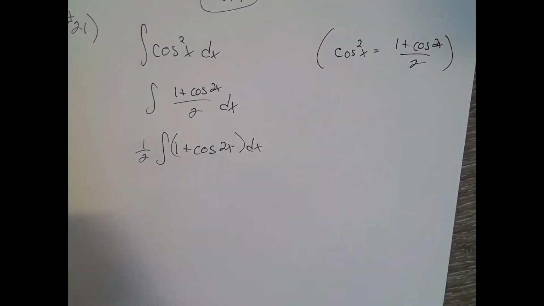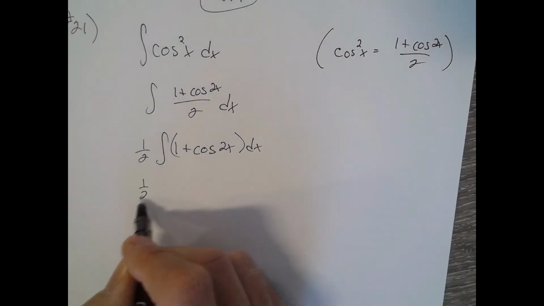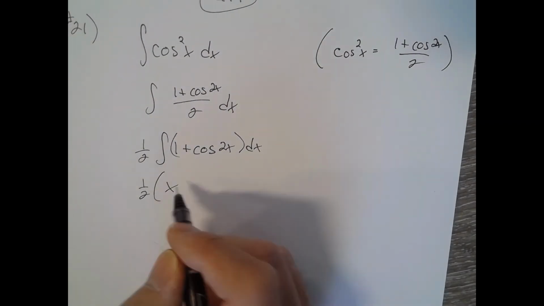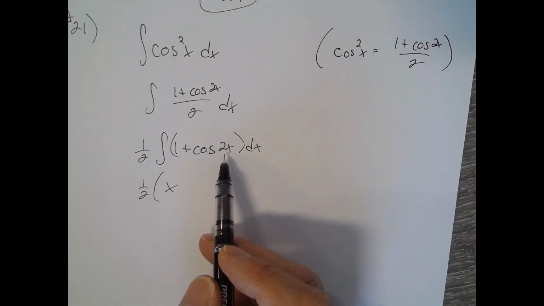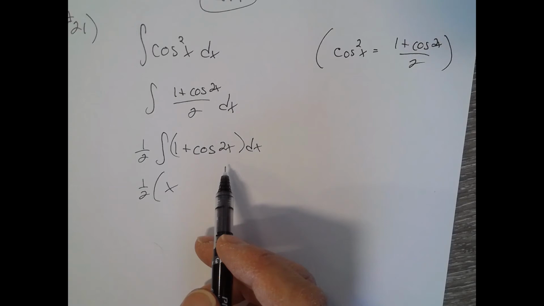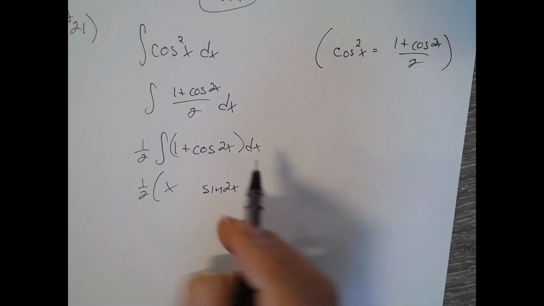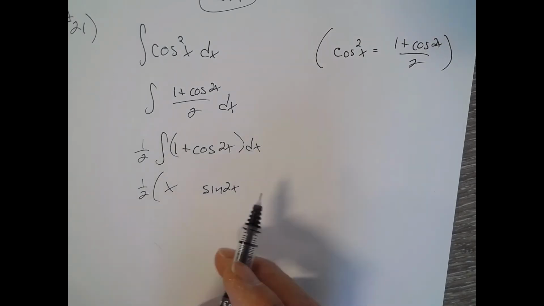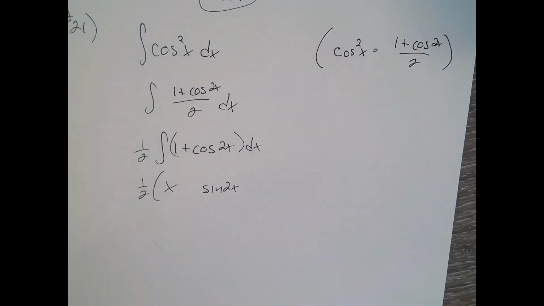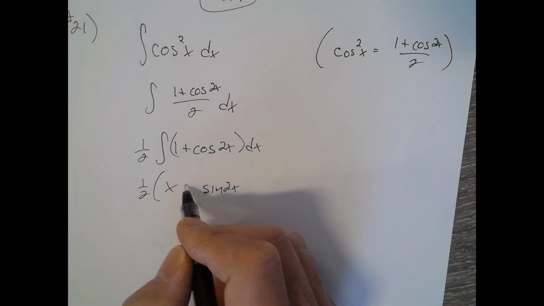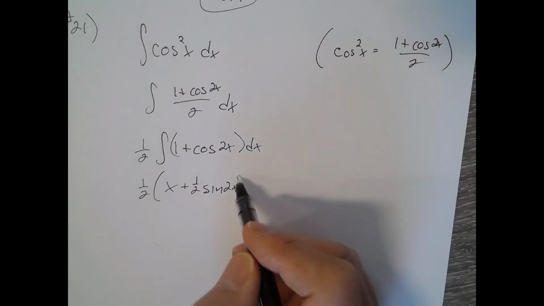So now I have 1/2, and then the antiderivative of 1 is x. Antiderivative of cosine of 2x. So we could do a u substitution there. I know it's going to be sine of 2x. Do I multiply by 2 or multiply by 1/2? One-half, because you're integrating. It's kind of like dividing by 2. If you multiply by 2 when using the chain rule, integrating, we're going to divide by 2. So I'm going to say plus 1/2 sine of 2x plus c.